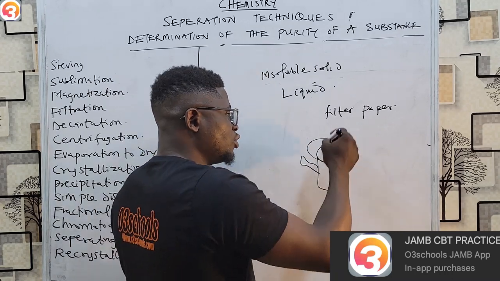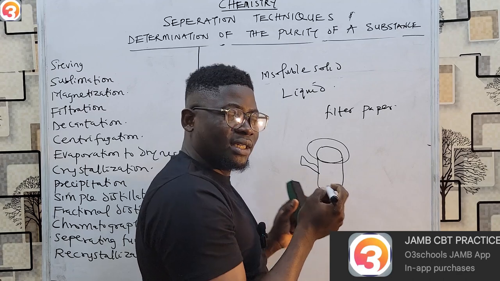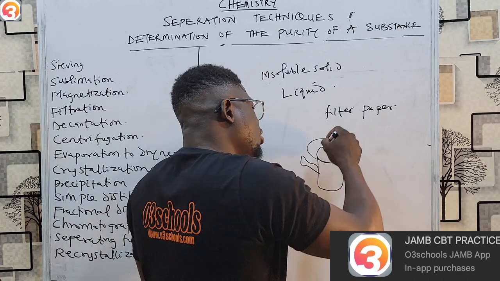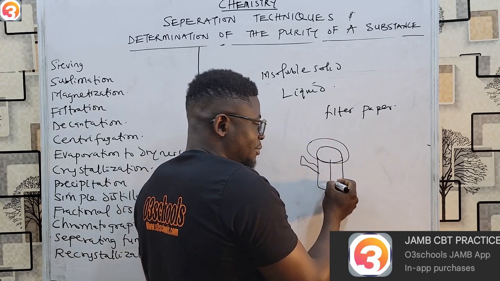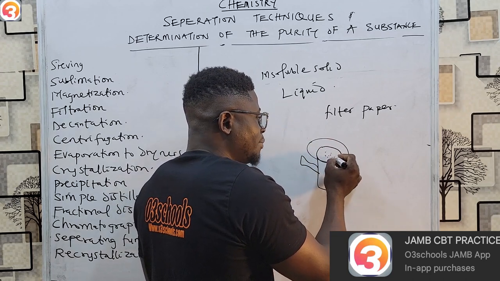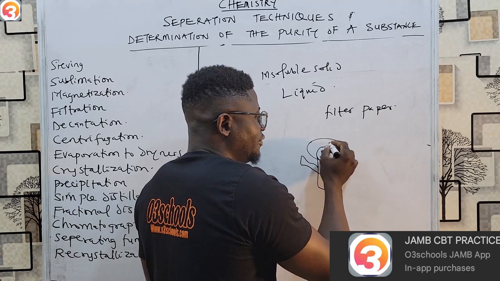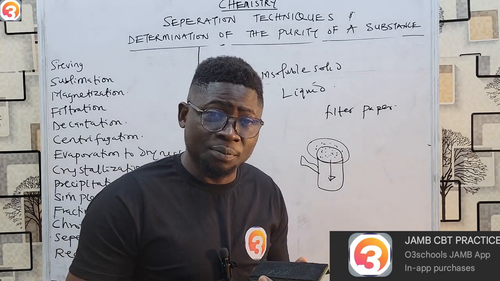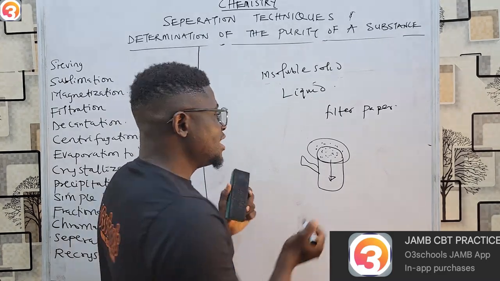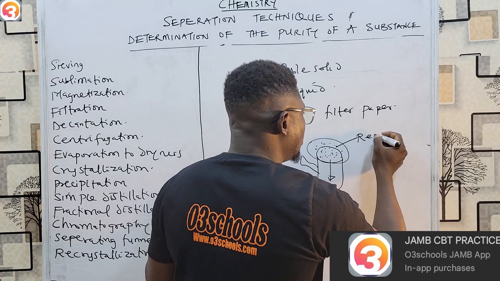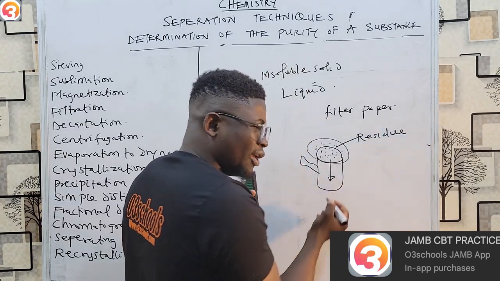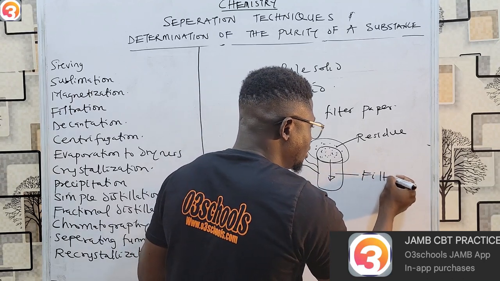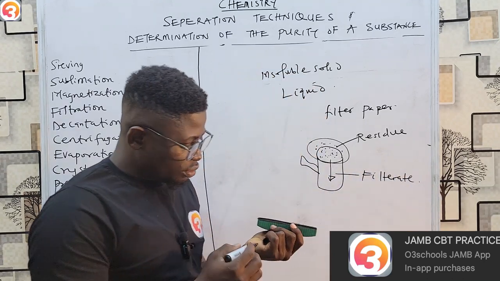So you pour the liquid containing both those particles and the liquid from the kettle on top, so that the liquid will come down into the cup, while those small particles will stay on top of the filter paper. You understand? So that is filtration. You have carried out filtration. These particles that stay on top, they are called the residue, while the liquid that passes through the filter paper into the cup, we call the filtrate. So that is what we call filtration.